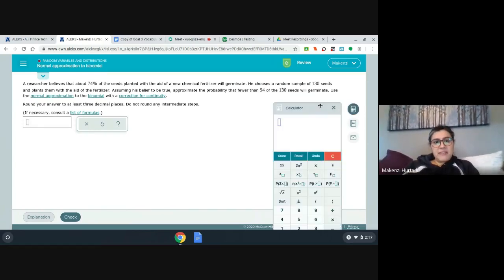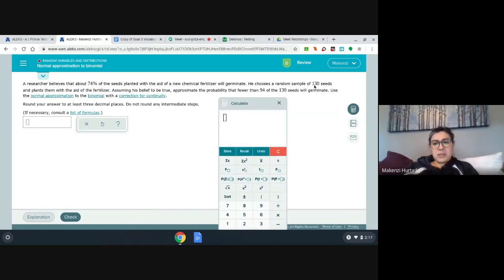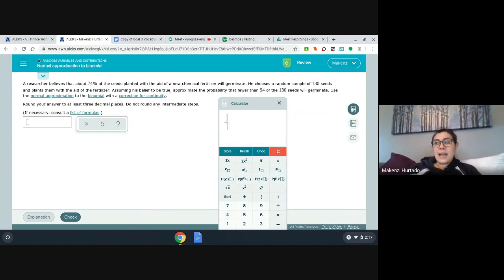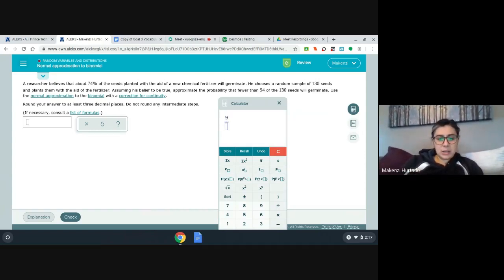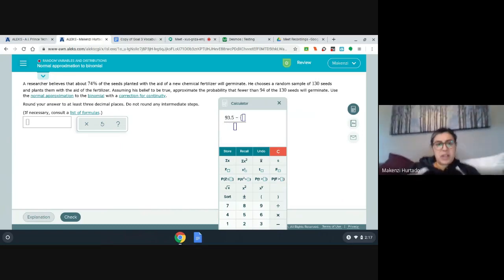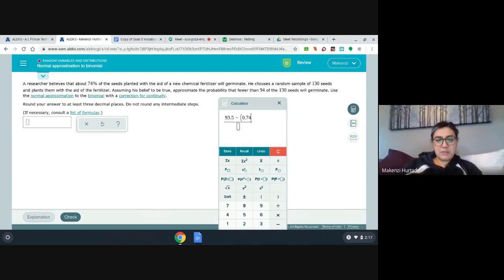All right, so we have 74%, that's our P, are going to germinate. We have a random sample of 130, that's our N. It says approximate the probability that fewer, which means less than 94. And remember, when we're adjusting our x, less than means we are subtracting 0.5. So 94 minus 0.5 is 93.5, minus our mean, which is our n times our p, so 0.74 times 130.